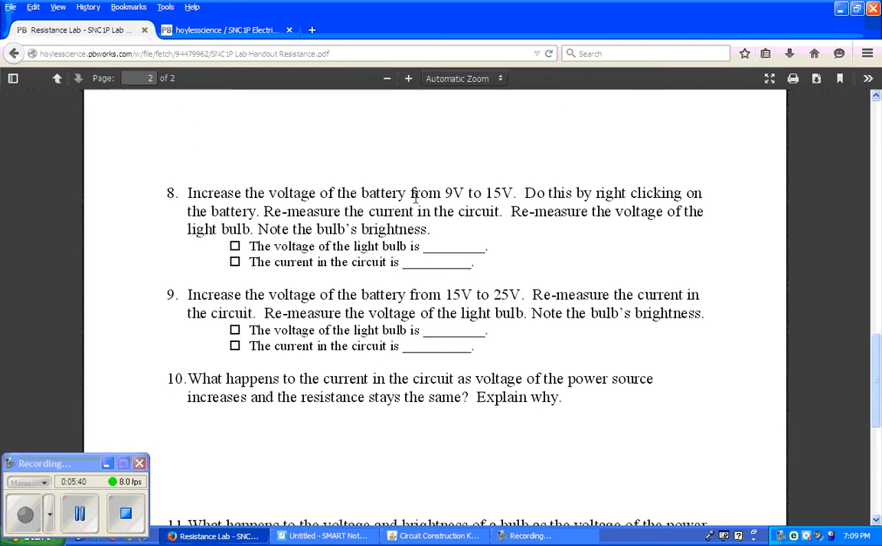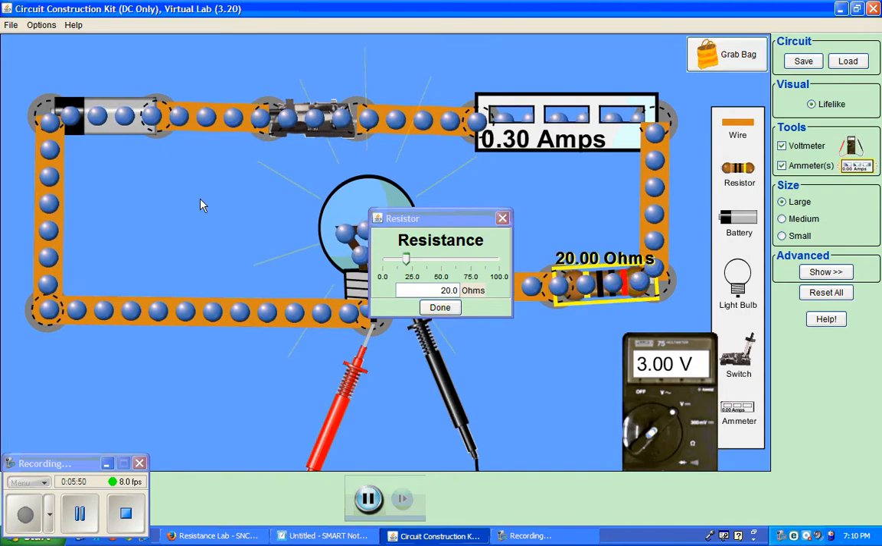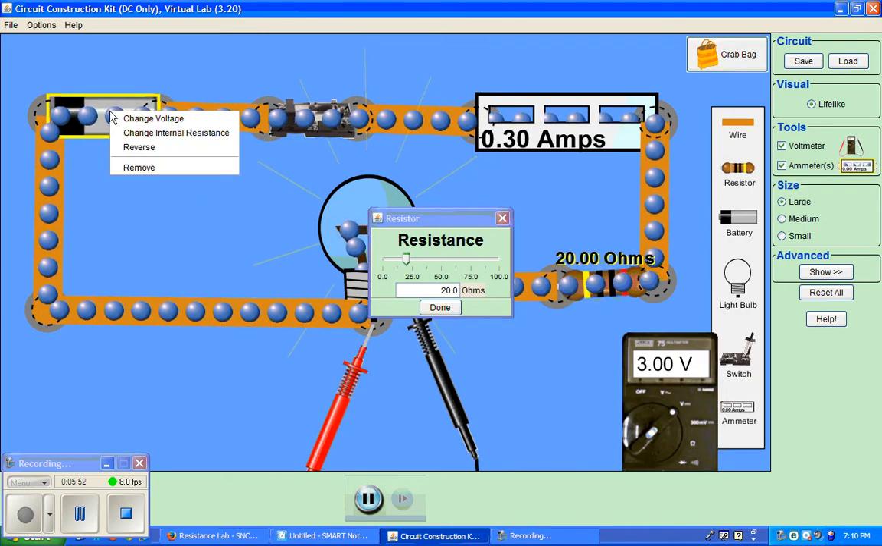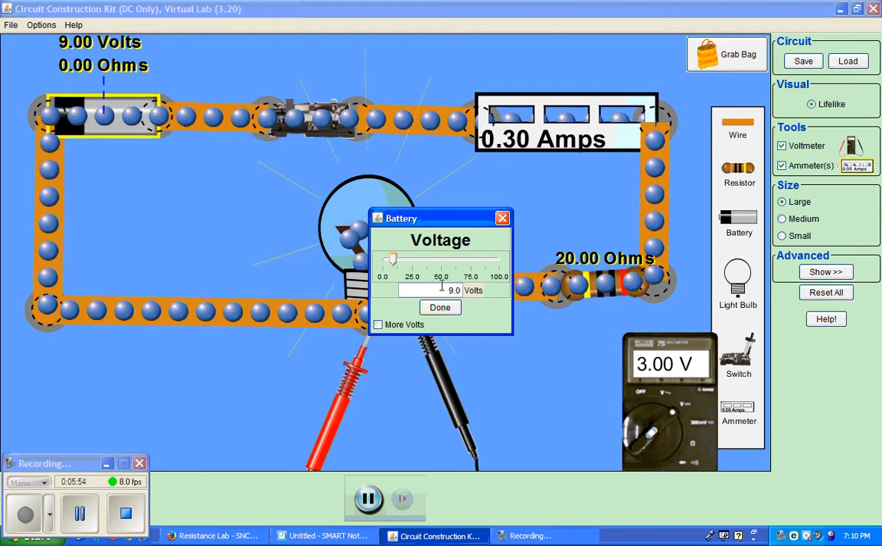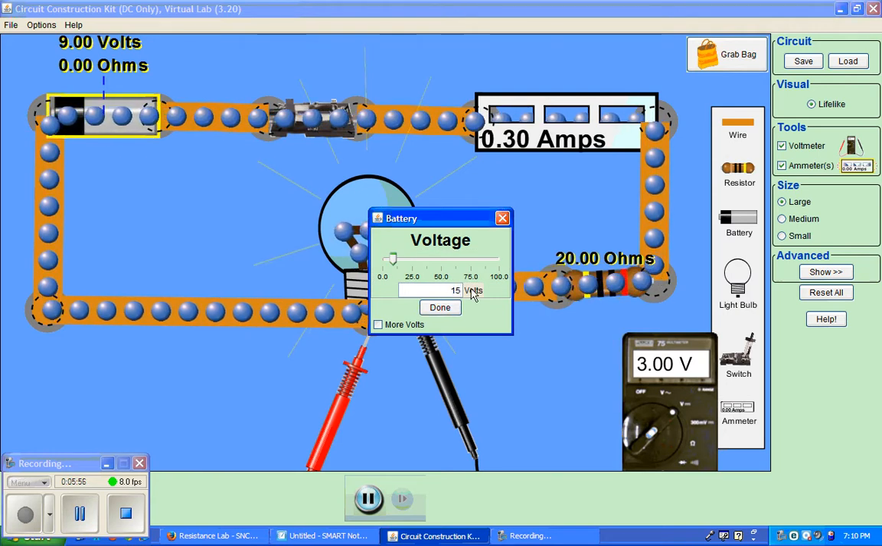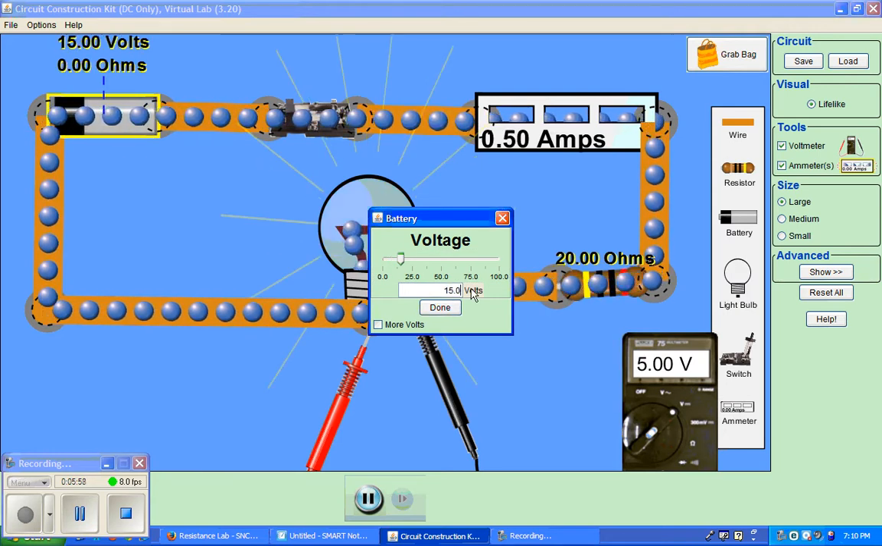Number 8, increase the voltage of the battery from 9 volts to 15 volts. Do this by right-clicking on the battery. We measure the current in the circuit, okay? Let's go over here. We're going to change the voltage. Let's highlight 9, and we're going to increase it to 15. Now watch what happens when I press enter.